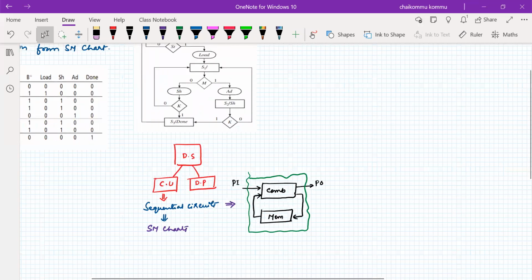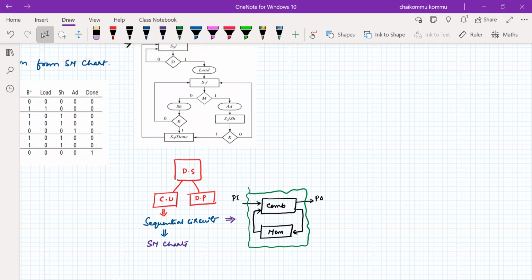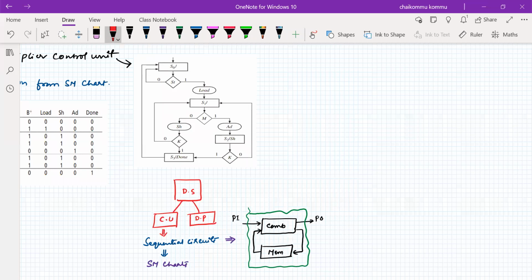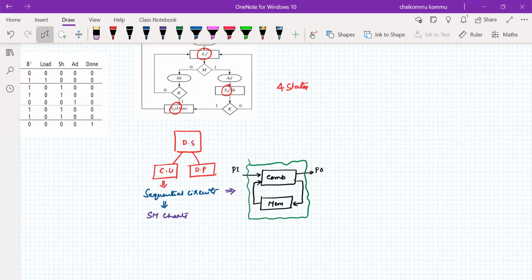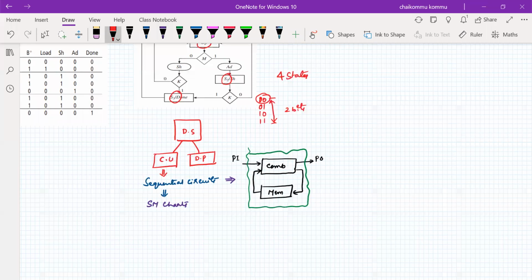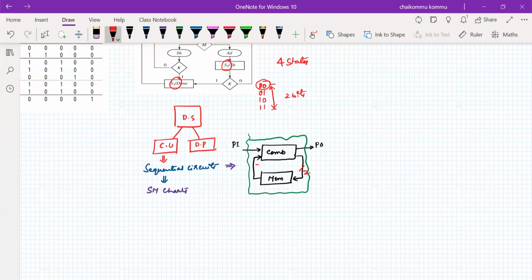Now, let us apply this concept to our multiplier. What is the size of the memory element here? That is decided by how many states are there in your state diagram: 1, 2, 3, and 4 states. For 4 states, how many bits are required? Two bits: 00, 01, 10, 11. So we use 2 bits for each and every combination. That's the reason why it consists of 2 bits.